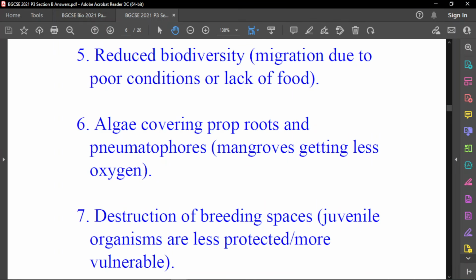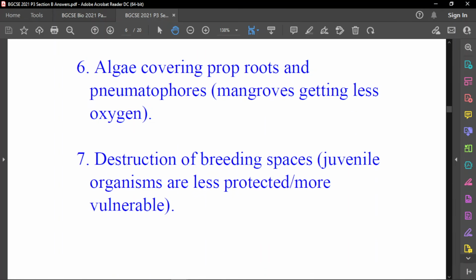Again, algae covering prop roots and pneumatophores. The prop roots will be for the red mangroves that are closer to the water. So sewage could cover those roots and prevent them from getting oxygen. The pneumatophores, which are breathing roots, if covered by sewage, then definitely no oxygen gets into the roots of the plant that the plant needs to carry out its respiration process.